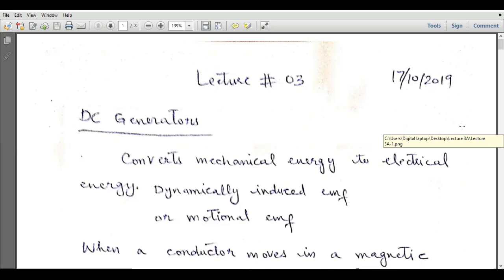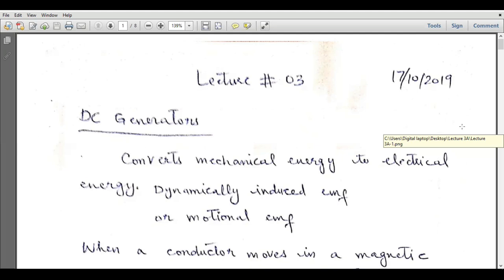This lecture is a part of the lecture series on DC machines. In this lecture, I will discuss the basics of DC generators. Generators convert mechanical energy to electrical energy. In DC generators, the phenomenon taking place is dynamically induced EMF, which is also called motional EMF. The basic phenomenon in DC generators for inducing the EMF is Faraday's law of electromagnetic induction.